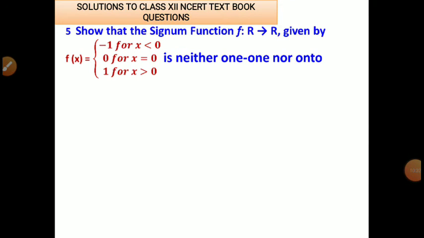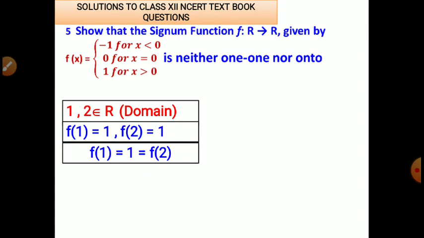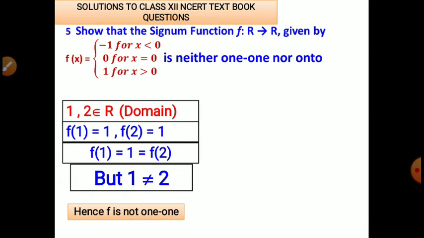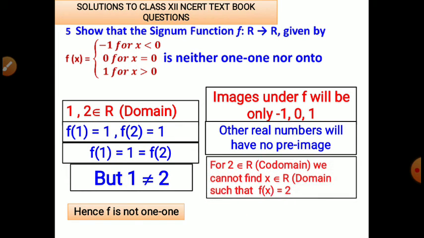The fifth problem is the signum function. If you take 1 and 2, f of 1 equals 1 you will get, as x is greater than or equal to 2. Both 1 and 2 are greater than 2, so f of 1 is 1, f of 2 is 1, so 1 is not equal to 2, hence it is not a one-one function. And here the images are only 1, 0, minus 1. Other real numbers will not have any pre-images. If you take 2 as an example in the codomain, there will not be any pre-image for 2 in the domain.